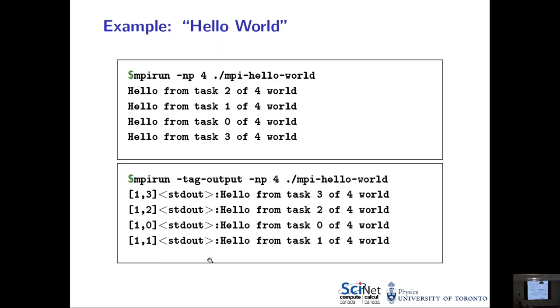Which tags? I think this just tags it only. You could redirect the output to a file, right? Because all this is doing is tagging standard out, right? Yeah, this is just this example. All it's doing is anything that comes from the code, it's just sticking a header in front of it. So that's why it's saying stdout.